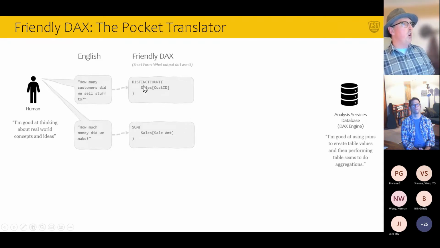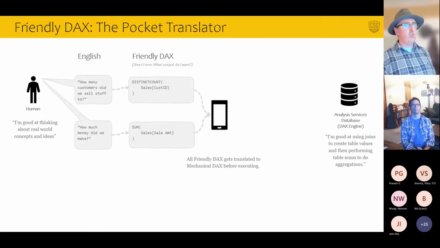So whenever you write functions like distinct count or sum, and there's several others, right? You think to yourself, oh, I'm writing this DAX, and you are, but internally this is being translated into something more that the Analysis Services Database can understand more directly, right? So all this friendly DAX is going to get translated into what we call mechanical DAX before executing, right?